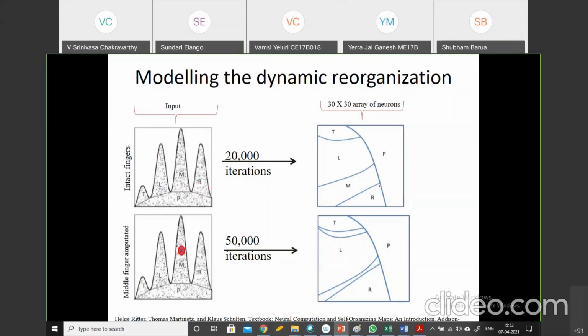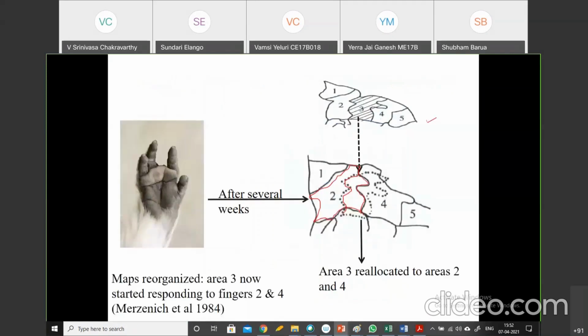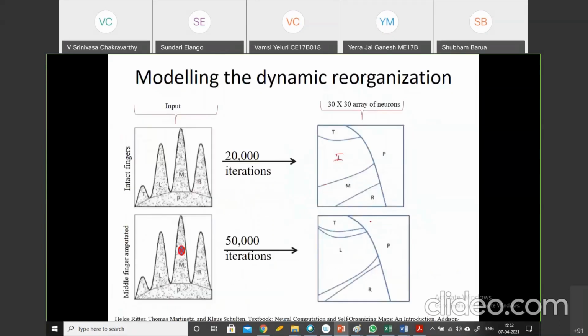When they trained the map on that, they found that this must be the index finger, like a thumb, index finger, middle finger, and ring finger. This is the palm, and quite similar to what they have found in the real animal, the real somatosensory cortex. Now remove the middle finger. What does that mean? Just remove the data corresponding to the middle finger.